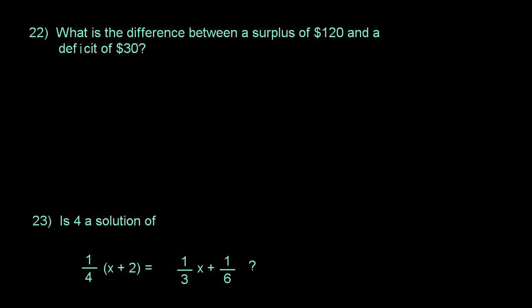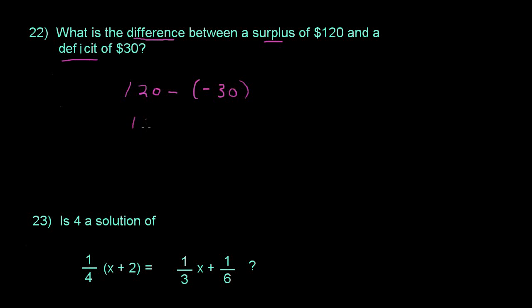Okay, next problem says, what is the difference? And difference means subtract. What is the difference between a surplus, a positive amount of $120, and a deficit, a negative value, negative 30? So the first number is 120. That was a positive number. Difference means to subtract, so we write a subtract down. And then deficit means a negative number, so we write negative 30.